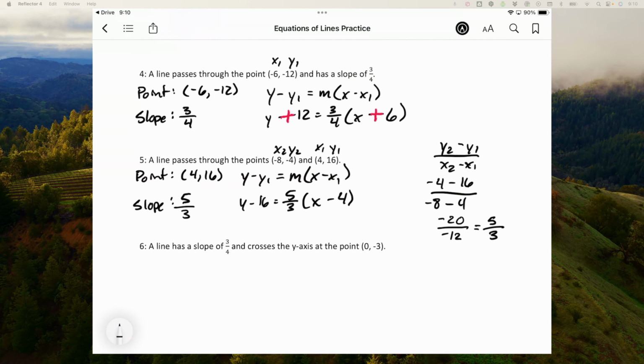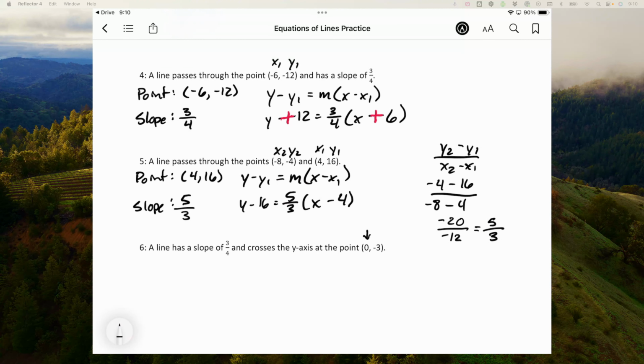Next one, we do have a y-intercept because that x value is 0. So we can use slope-intercept form, which we like, y equals mx plus b. So y equals 3 over 4 x minus 3. And so that last one is pretty quick since we could use slope-intercept form.